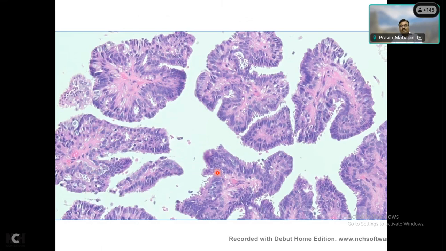So if you see the overall lesion, if you see the overall papillae, you will be able to see that in some areas you can see myoepithelial cells prominently. In some areas you may not be able to see the myoepithelial cells, but you can at least judge that there are myoepithelial cells present in this lesion. So this lesion is a benign lesion.